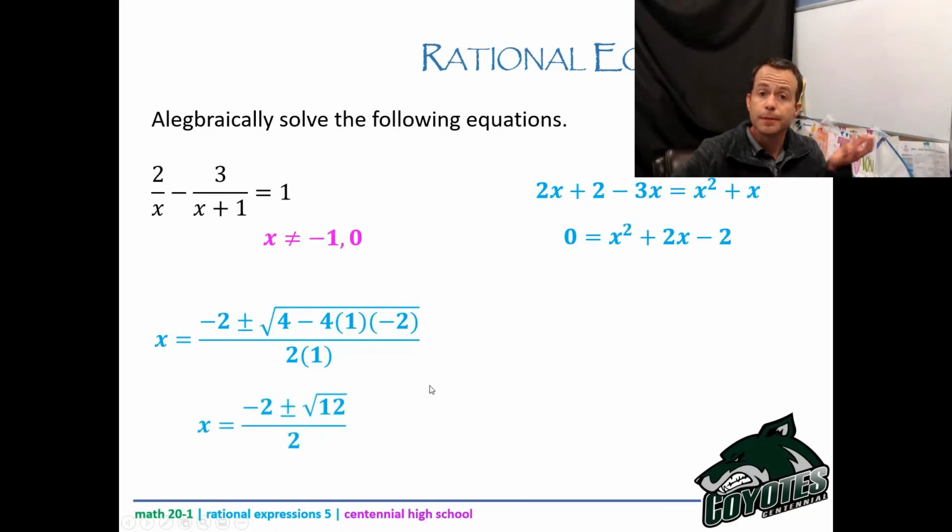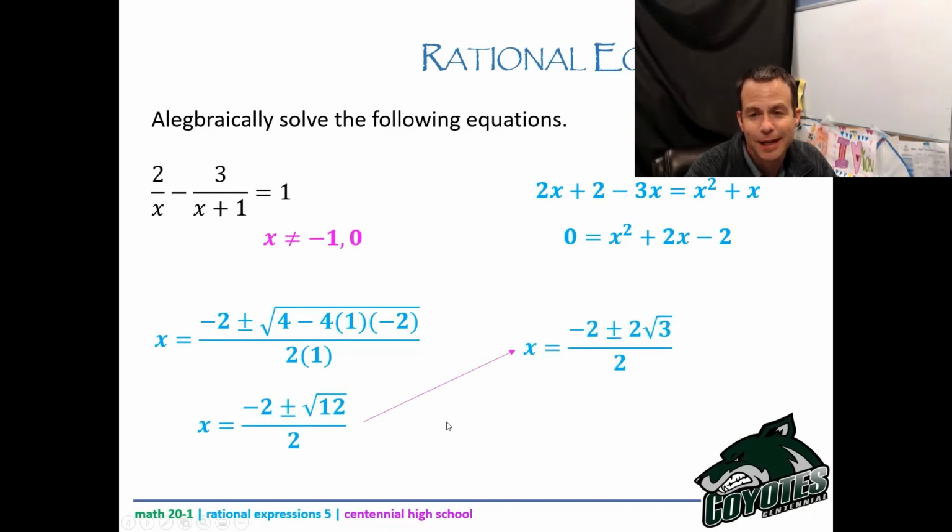I can now simplify root 12. 12 is 4 times 3, so the 4 comes out to be a 2. So I'm looking at -2 plus or minus 2 root 3 all over 2. I can divide everything by 2. And that'll leave me with x equals -1 plus or minus root 3. So there are actually two answers here. One of them is -1 plus root 3. The other one is -1 minus root 3. Neither of those are the NPVs that I've listed, so both of them are good. There are two solutions to this question.